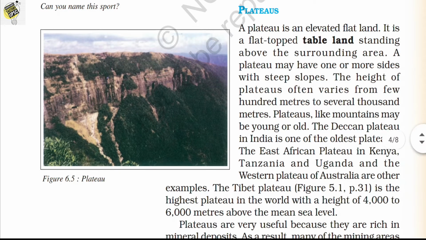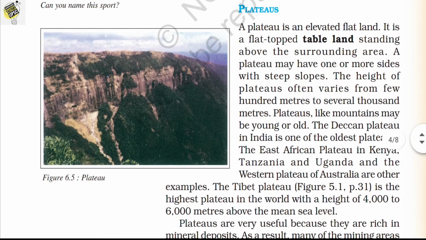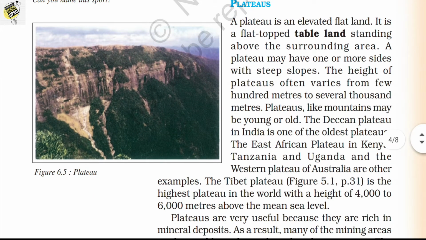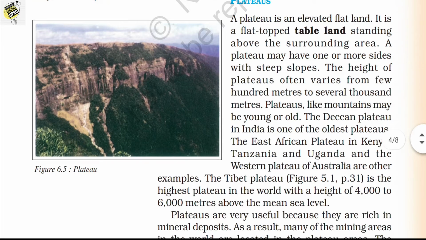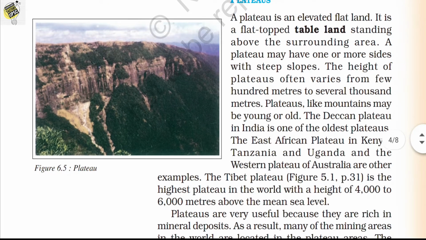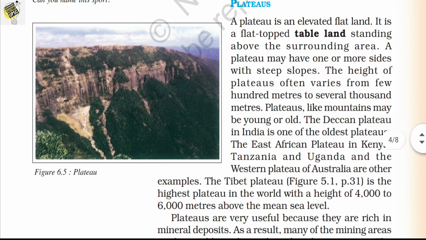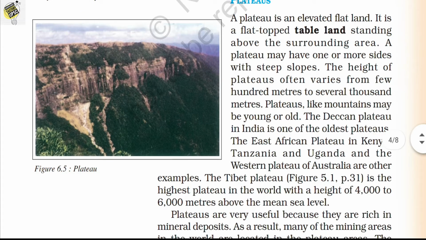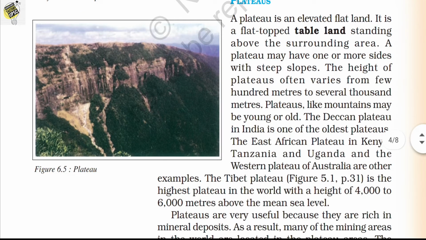So let's see the second landform of the earth, that is the plateau. What is a plateau? A plateau is an elevated flat land, a flat-topped tableland standing above the surrounding area. That means a plateau is an upraised portion surrounded by lower areas, always higher than the surrounding area. A plateau may have one or more sides with steep slopes.